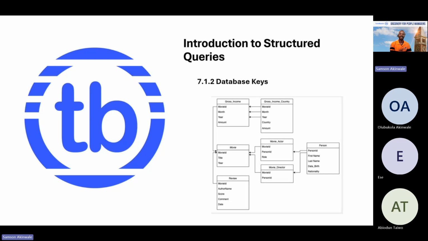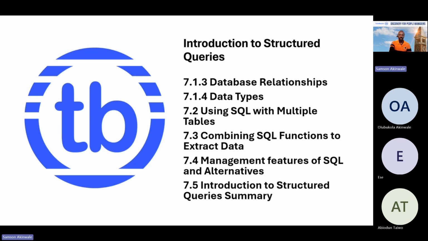Now, this one is adding an extra layer to it. The primary key for gross income country will now be movie ID, month, year, and country. So those four columns have to be combined together before you can determine a unique identifier in this particular table. And the same thing goes for any other attributes we want to choose or see. Those are the things we need to bear in mind and be able to put into action when there is need to execute one thing or the other.